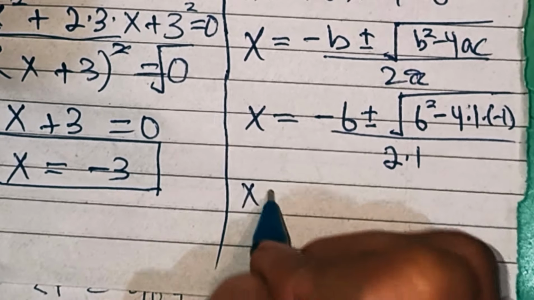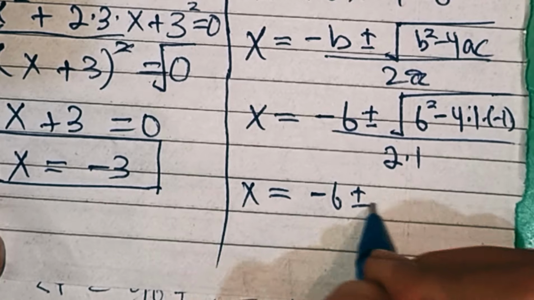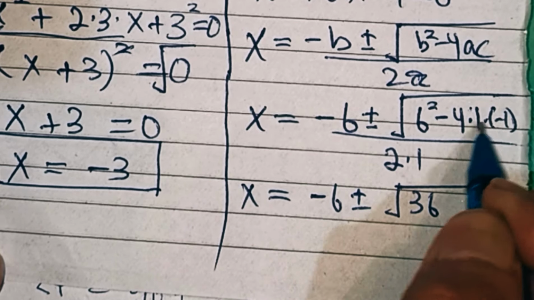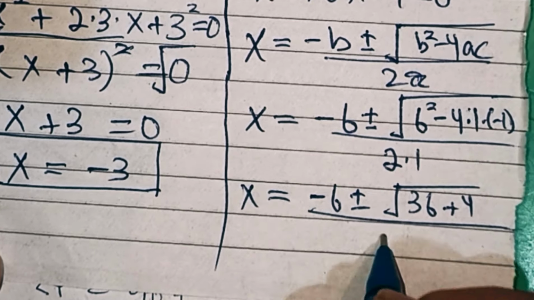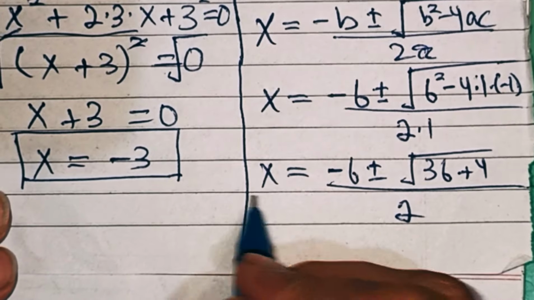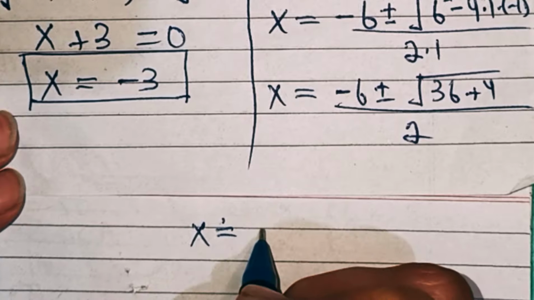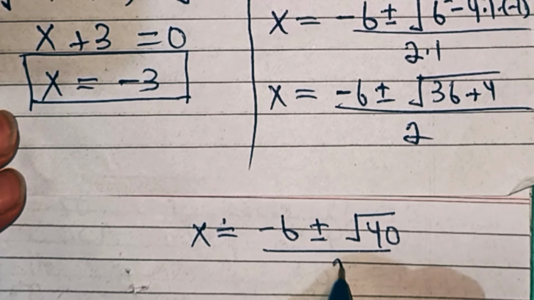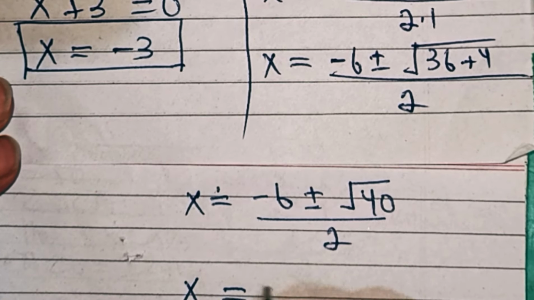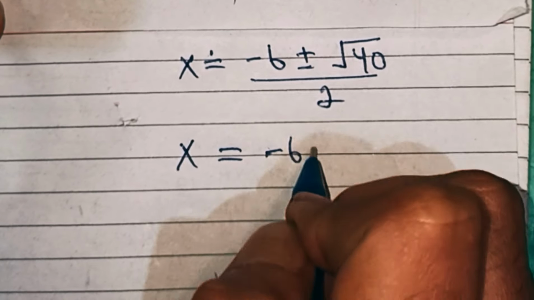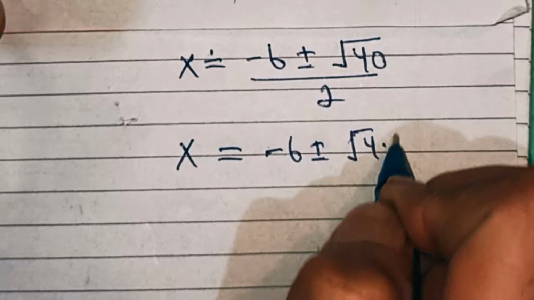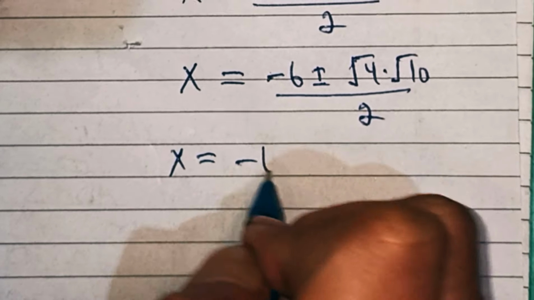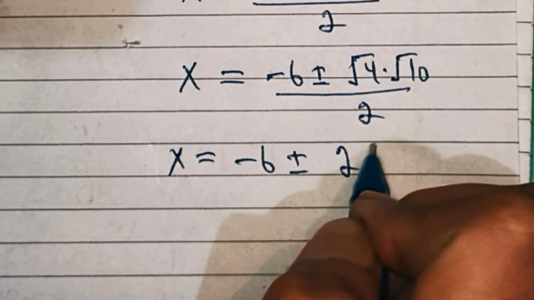So this is equal to minus 6 plus minus the 6 square is 36 minus 4 times negative 1, this is plus 4 over 2 ones are 2. Then in the next step, we can write this as x equals negative 6 plus minus, this 36 plus 4 is under root 40 over 2. So this is x equal to negative 6 plus minus, this under root 40 is same as under root 4 times under root 10 over 2. So that means x is equal to minus 6 plus minus, this under root 4 is same as 2 under root 10 over 2.